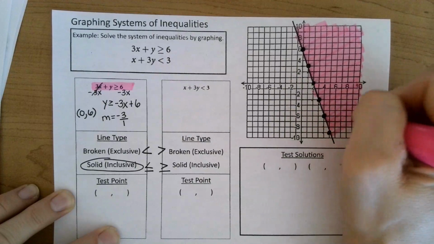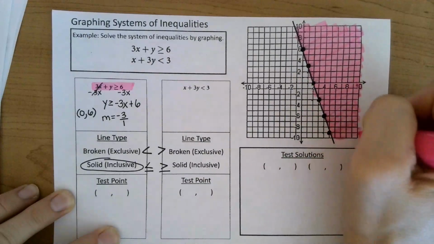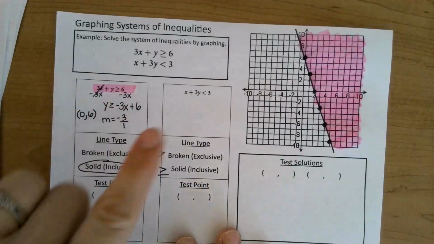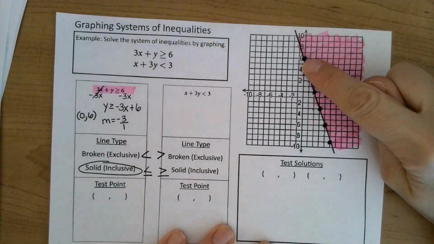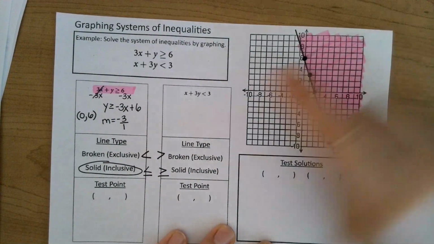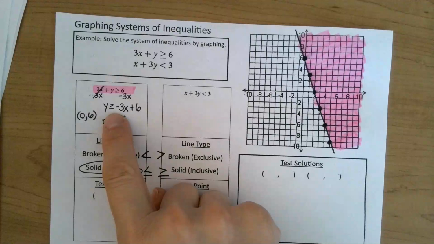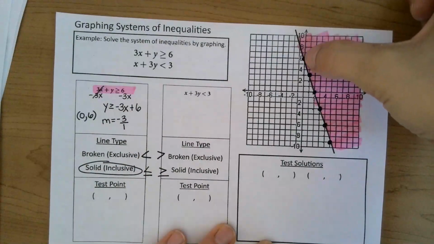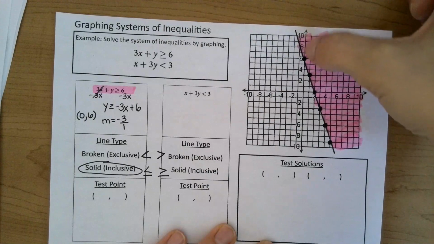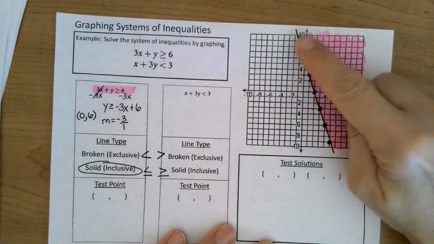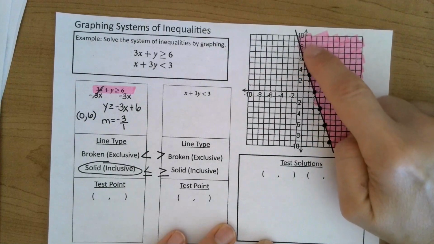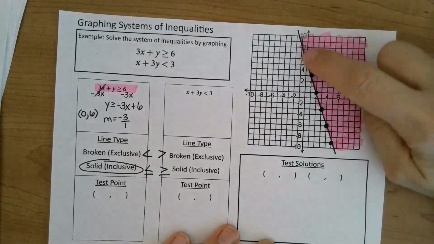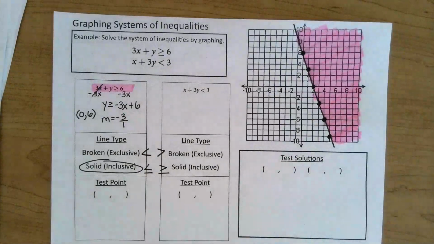If you struggle to know which side to shade, another thing that helps me is look at your y-intercept. We're on 0, 6. If it's saying y is greater than or equal to, think about, okay, what numbers are greater than 6? Well, look, above 6 is 7, 8, 9, 10. So that can kind of help you know, oh, I need to shade that side because that's where the numbers are greater than 6 on the y-axis. So that's just another method to help you. Look at the y-axis, shade the side where those numbers are greater than.